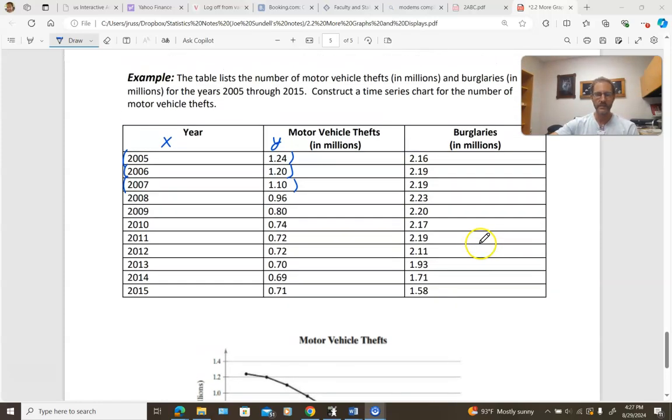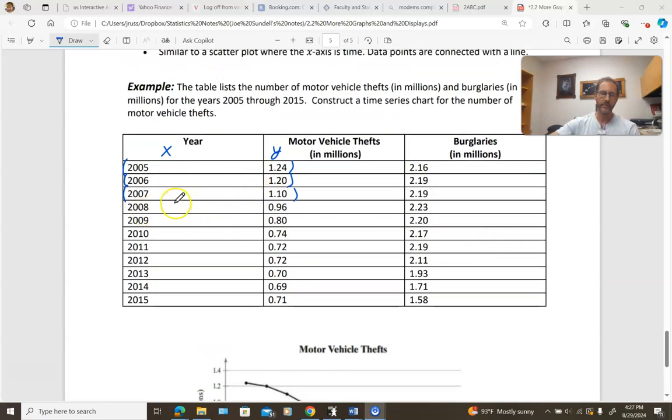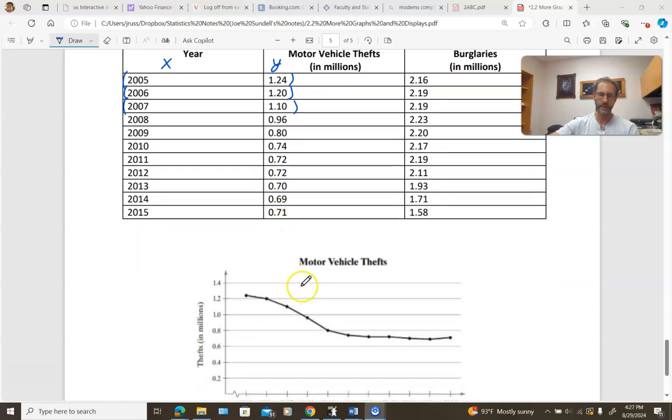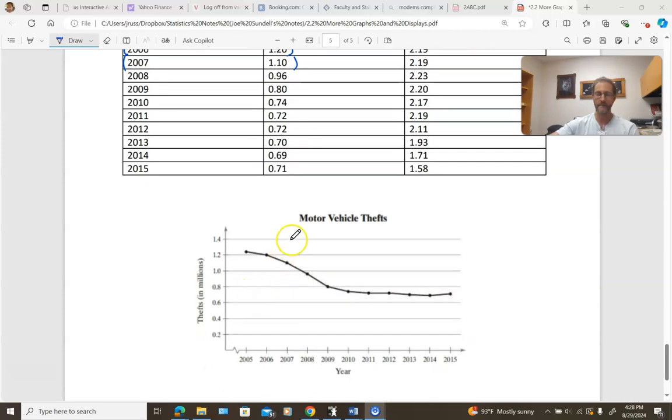So anyway, just to finish up here, you would plot these different ordered pairs, and then connect them with a line and see what the trend is. You can see here that over that decade from 2005 to 2015, there is a pretty drastic decrease in thefts from the years 2006 to about 2009, and then it starts to level out. But there is a pretty drastic decrease in thefts over that decade.